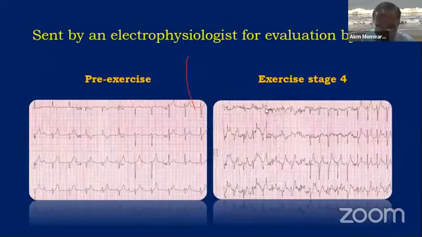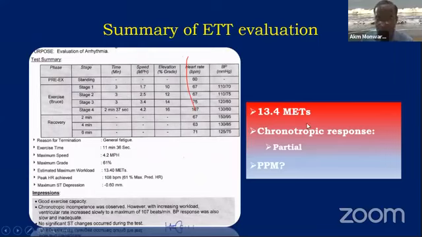Look at this. That patient performed 13.4 METs. Even I may not be able to perform up to that level. And the chronotropic response was partial. Is this patient actually a candidate for PPM? No. No need for PPM, because he or she is competent enough to continue with day-to-day living.